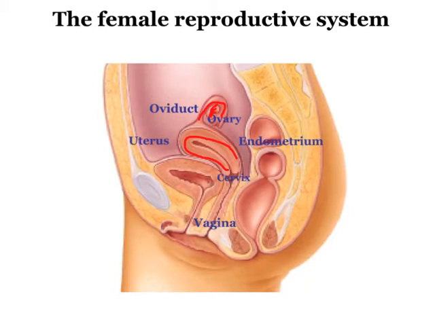All right, the cervix. The cervix is the opening between the vagina and the uterus. It's this area here. Okay, so the cervix is basically the opening between the vagina and the uterus.